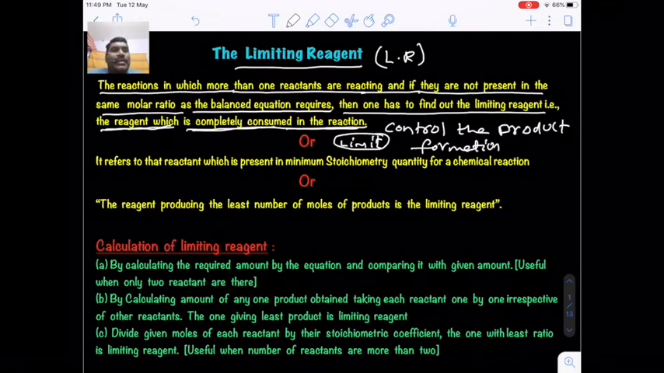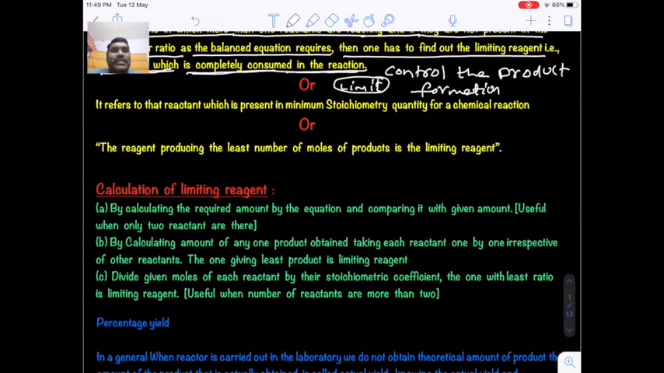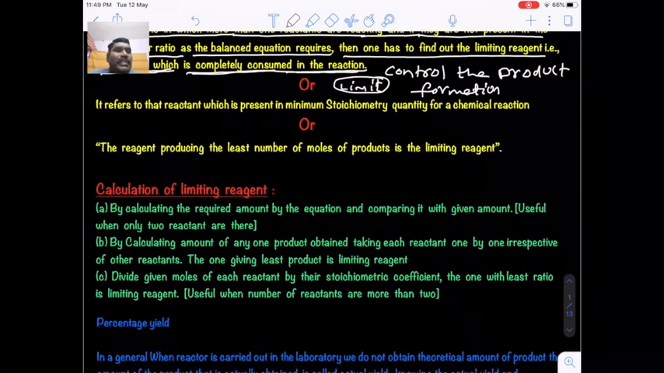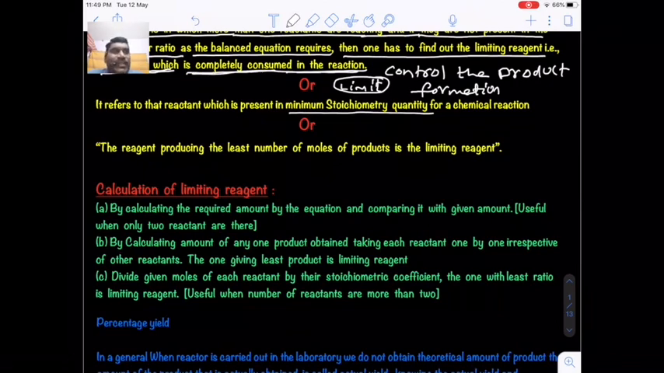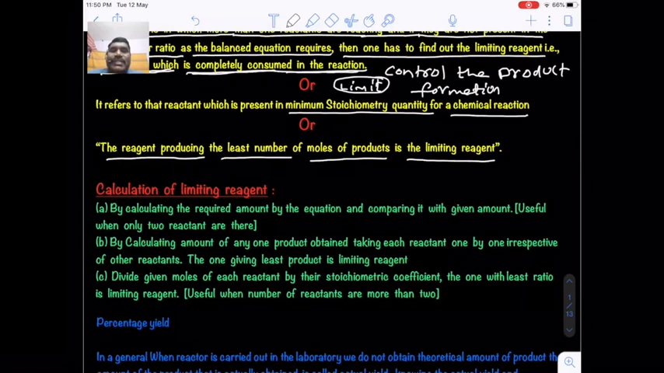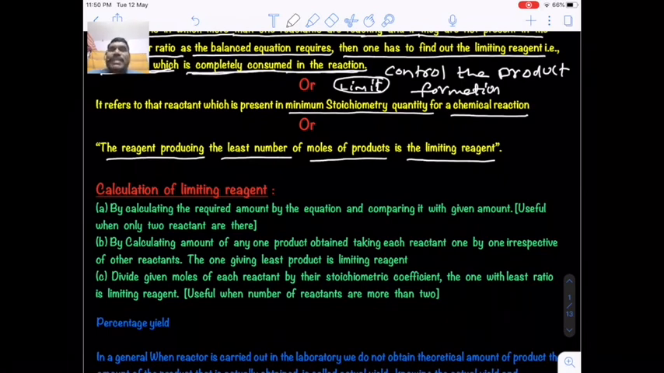Now there is another definition. It refers to the reactant which is present in the minimum stoichiometric quantity. I will tell you what the stoichiometric quantity of a reaction is. One more definition is the reagent producing the least number of moles of the product. So out of two or more reactants in a given reaction, the reactant which produces the least number of moles of the product is the limiting reagent.